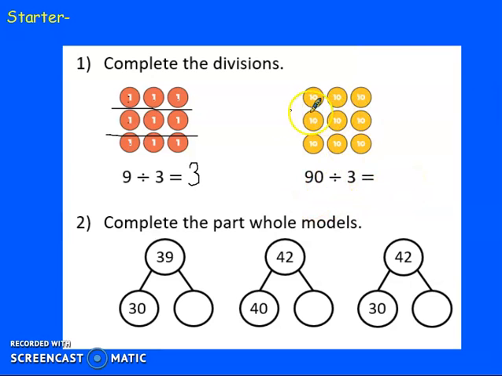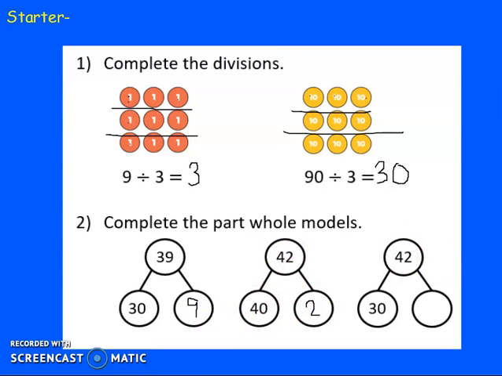Well, we know that 90 is 10 times more than 9. So our answer from this question will be 10 times more, which means that it will be 30. Because we can split it into three groups, 10, 20, 30 in each group. Now to complete the part-part whole models. We have 30 here, and what amount do we need on this side? Well done, we need 9. Let's partition 42. We have 4 tens there, or 40, and then 2 on the other side.